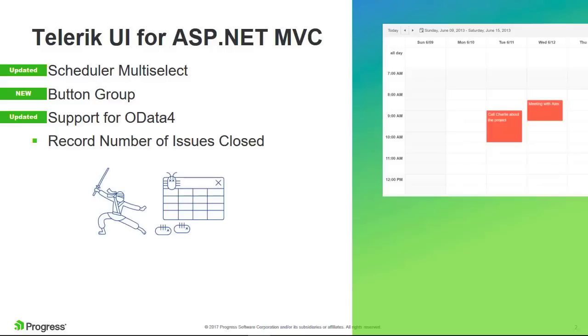This release of Telerik UI for ASP.NET MVC includes an update to the scheduler widget to allow multiple item selection. A new button group widget was added, and Telerik UI for ASP.NET MVC continues to improve upon OData 4 support. In this, batch processing support was included. We're proud to share that we're kicking off the new year by closing a record number of issues. Now let's jump straight into some demos of the scheduler, button group, and OData support.